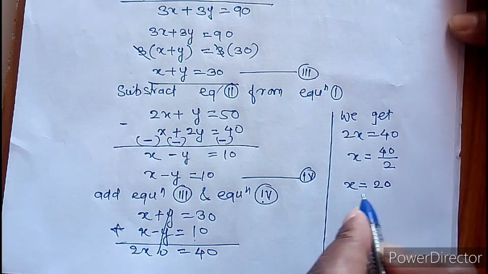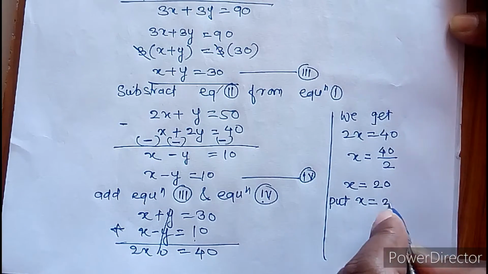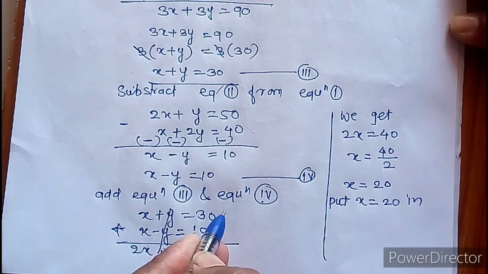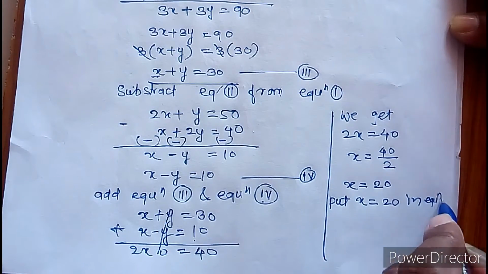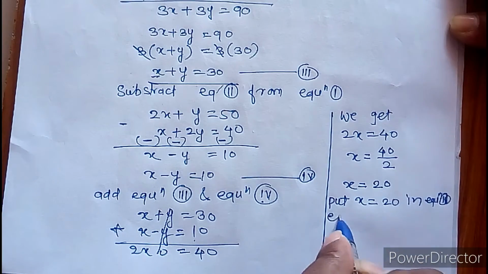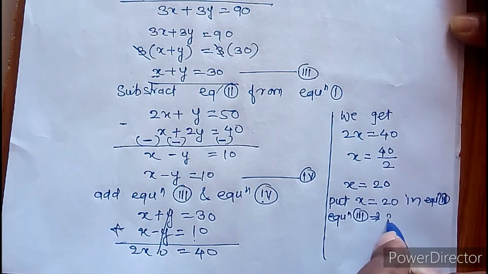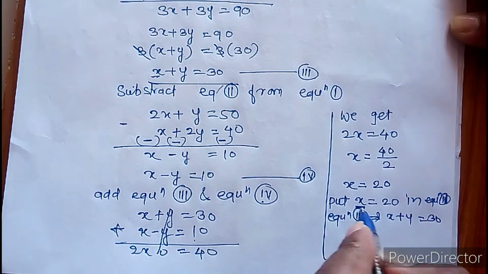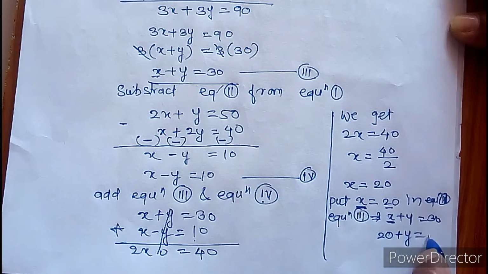We get the value of x equals 20. Therefore, put x equals 20 in either equation number 3 or equation number 4. We are putting it in equation number 3, that is x plus y equals 30. Now we have to put the value of x equals 20 here. Therefore, instead of x, put 20, plus y as it is, equals 30.